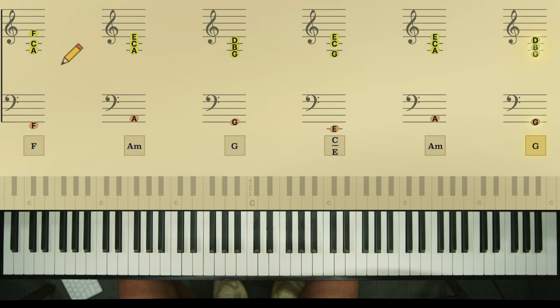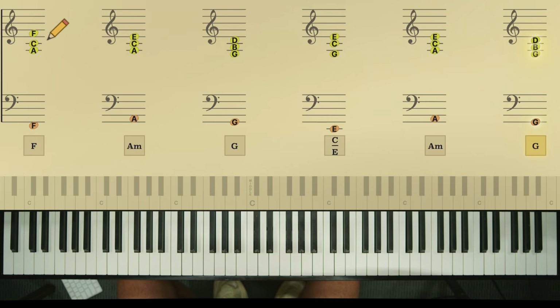So we play inversions because it makes things sound smoother. If I played an F chord here and I hopped around and did an A, and then I went down here to do a G, and I'm moving all over the place, it sounds disjunct and not smooth. But if I learn my inversions, then I have smooth chord progressions. That's why we do inversions, okay? That's the importance of learning them.